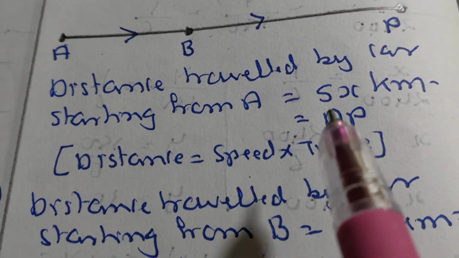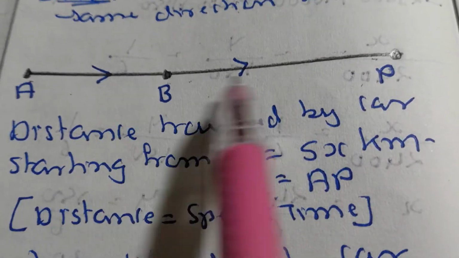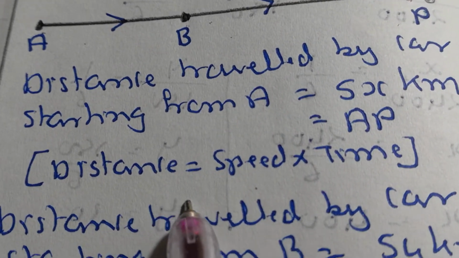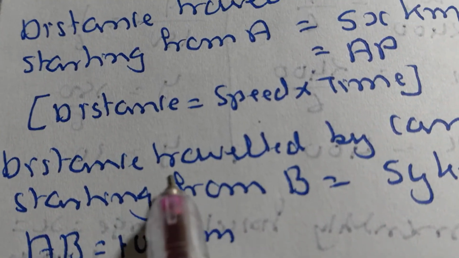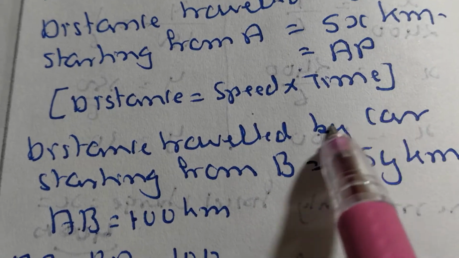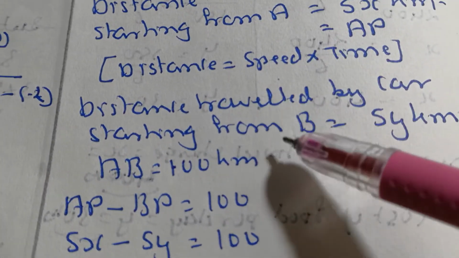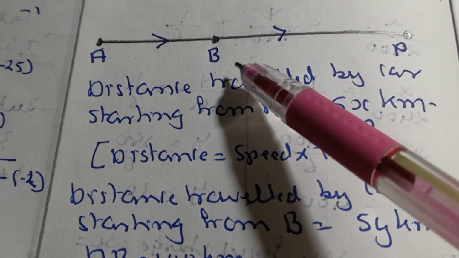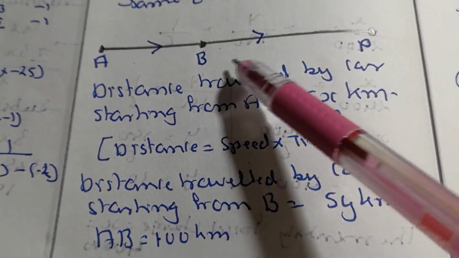So distance traveled by the car starting from A is equal to 5x kilometers, that is AP. The total distance traveled is AP. And the distance traveled by the car B is 5y kilometers. Here it is AP and here it will be BP.